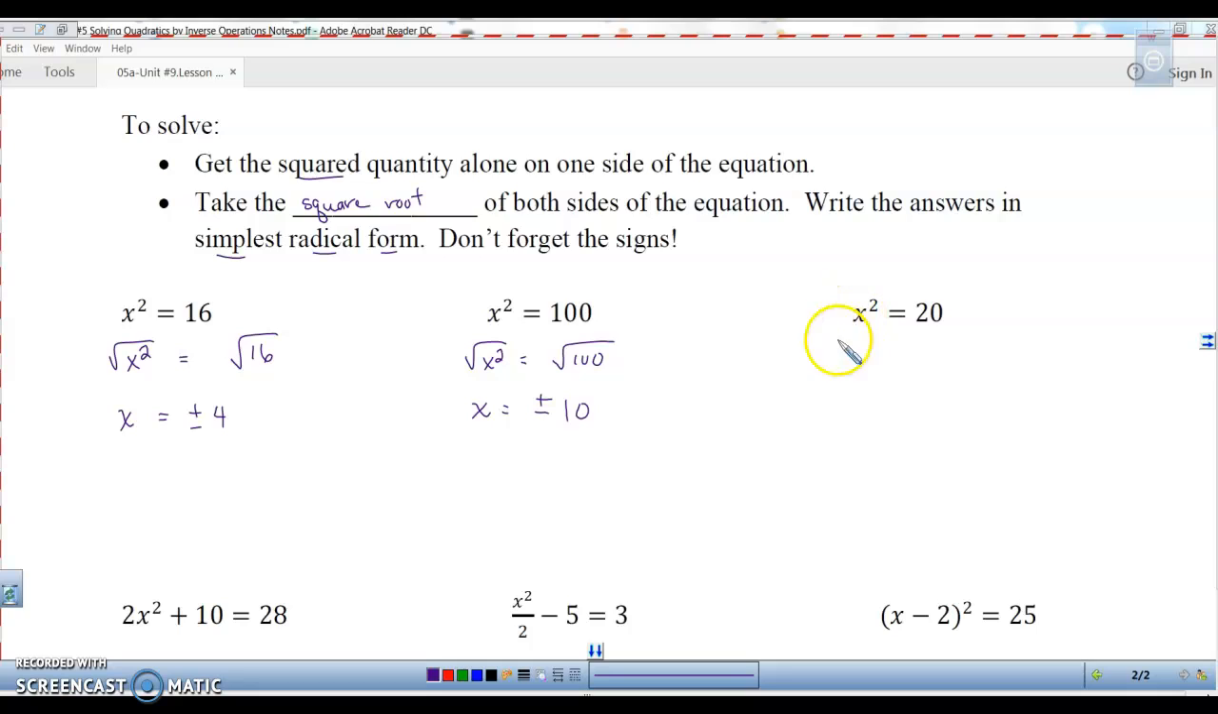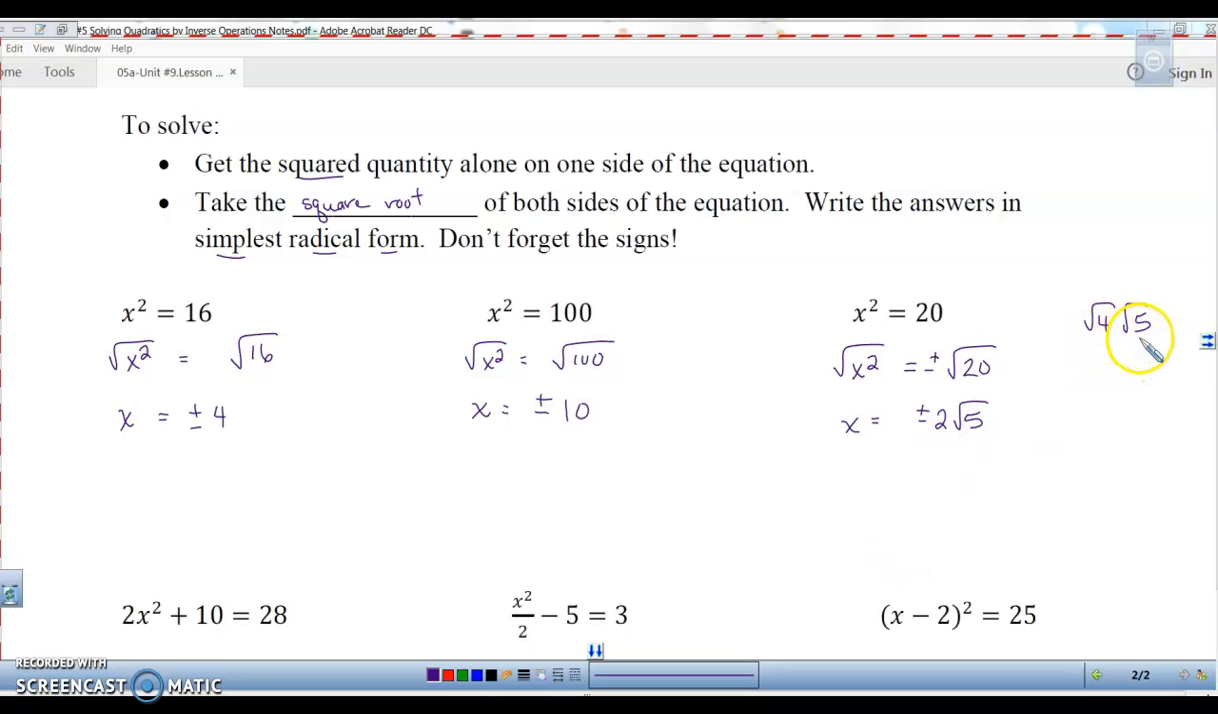Okay, now what if it isn't a perfect square? Well, then we want to put it in simplest radical form. Again, the square is by itself. Take the square root of both sides. And I have plus or minus the square root of 20 here. All right, but 20 is not a perfect square. What perfect square goes into 20? Well, 4 does. 4 times 5 is 20. So what is the square root of 4? Well, the square root of 4 is 2. So it's going to be plus or minus 2 times the square root of 5.